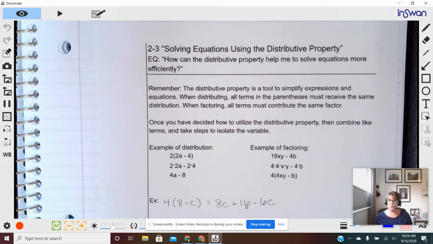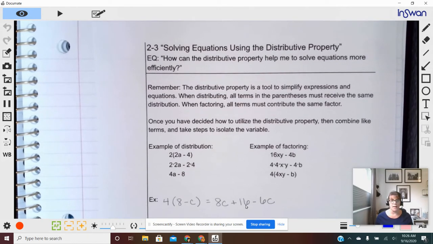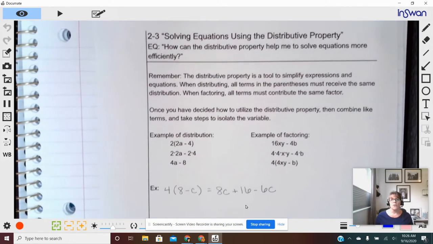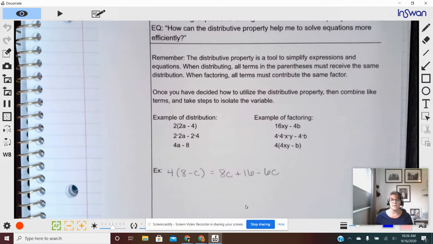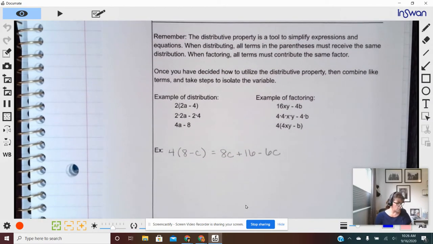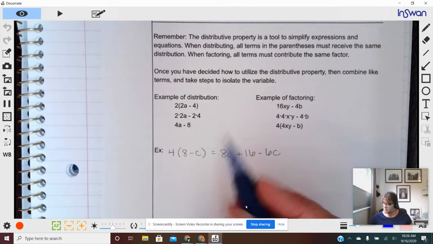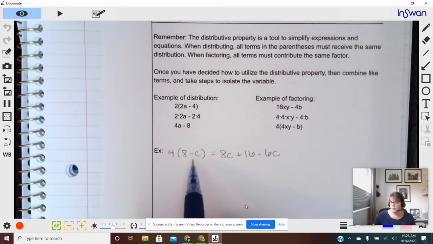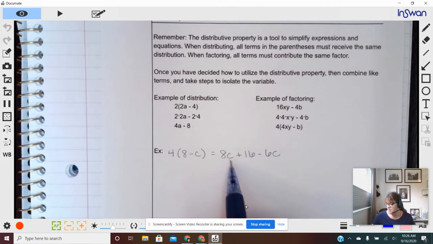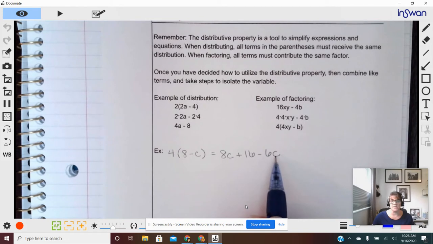Once we use the distributive property, then we're just going to go ahead and complete the solving of the equation as we would any other. So I'm going to start with a pretty basic example. The first example has 4 times the quantity A minus C is equal to AC plus 16 minus 6C.